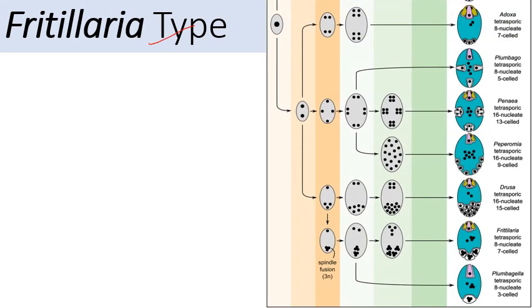Next comes Fritillaria type. In Fritillaria type of embryo sac development, here again there is an arrangement of 1 plus 3. So the nuclei of the megaspore are present in 2 groups, that is 1 plus 3 arrangement, and the 3 nuclei at the chalazal end will fuse to form a single triploid nucleus. Then they will undergo 2 successive mitotic divisions, which results in formation of 4 haploid nuclei at one corner and 4 triploid nuclei at the other corner.